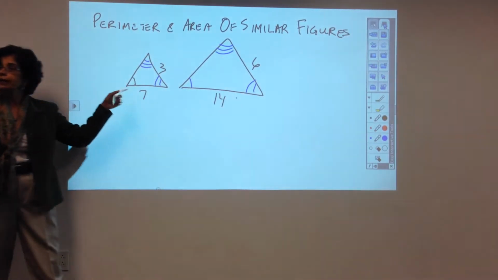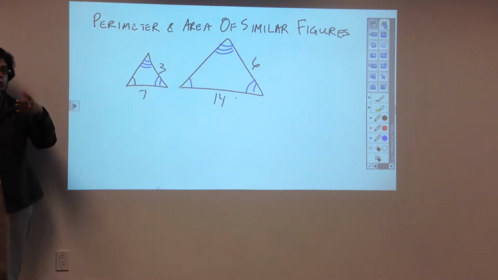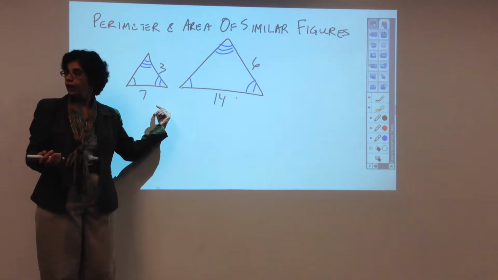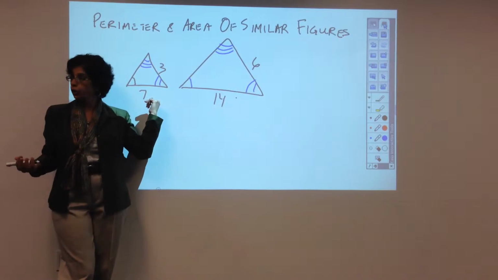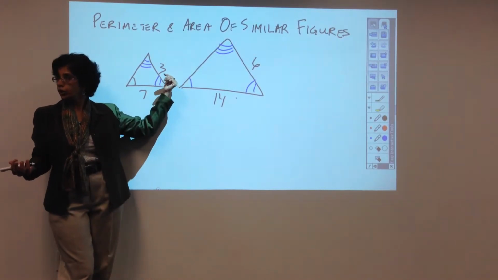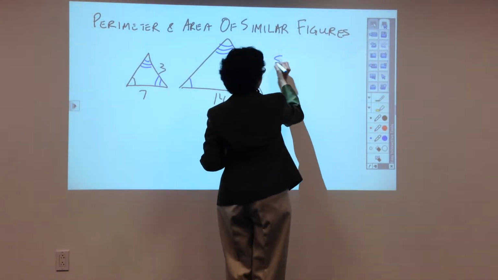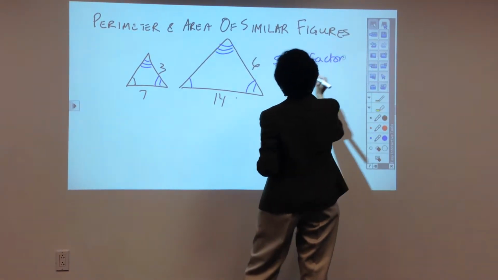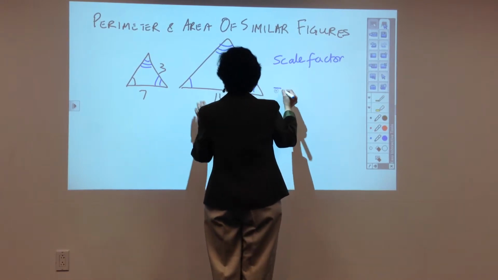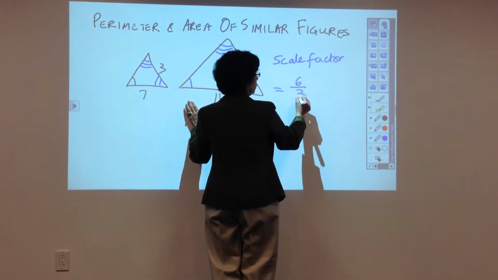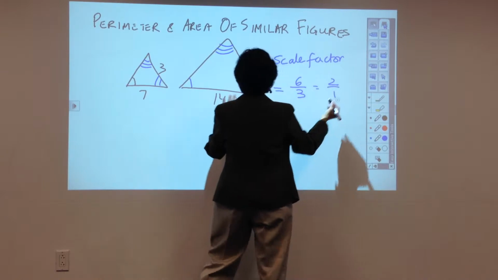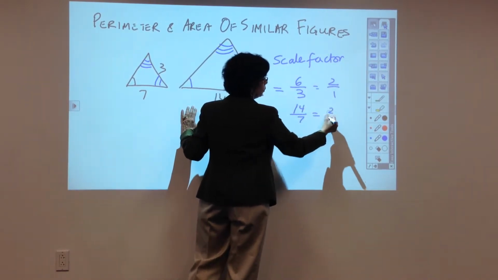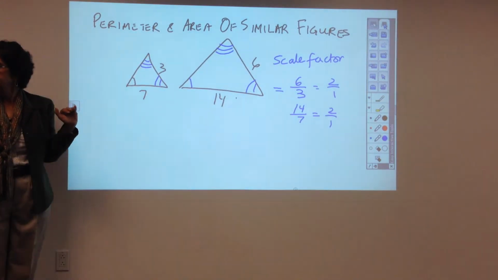And the corresponding sides have to be in the same ratio, which is why Kate said, what did you say, Kate? Divide 14 by 2, you get 7. Divide 14 by 7, you get 2. Divide 6 by 3, you get 2. So the scale factor here is 6 over 3, 2 over 1, 14 over 7 equals 2 over 1. Right?